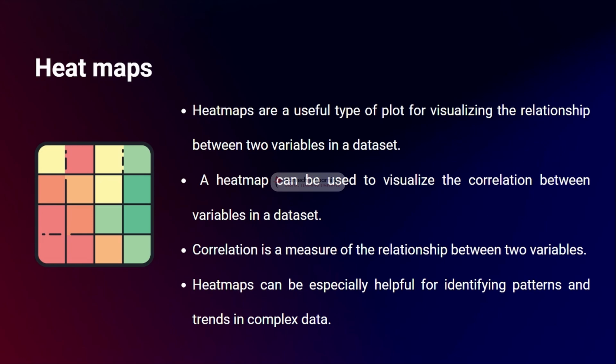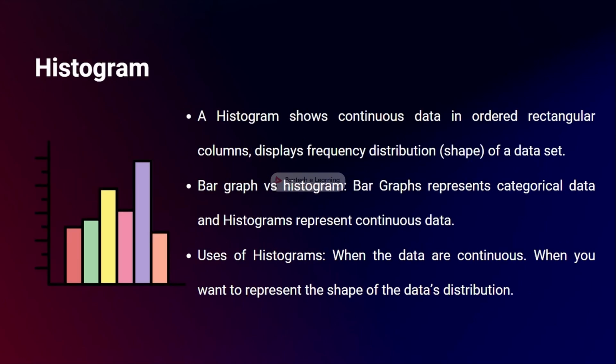So a correlation is a measure of the relationship between two variables, and a heat map can be especially helpful for identifying patterns and trends in complex data, so that you can just see this heat map and find who is the important person who has a direct relation, and what the correlation is.